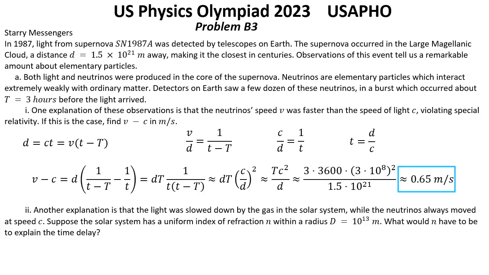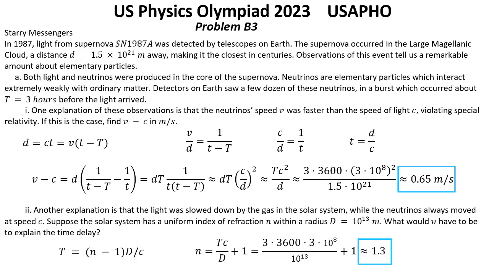The time delay t is (n minus 1) multiplied by distance d over the speed of light c. After calculations we have the index of refraction equal to tc over d plus 1, and after putting in numbers we have about 1.3, which is such a big number that it is implausible. So that was the solution for the second question of part A.